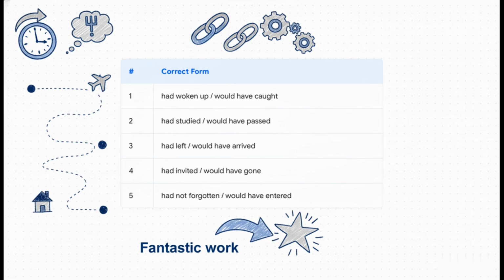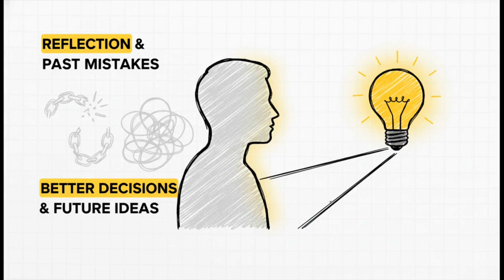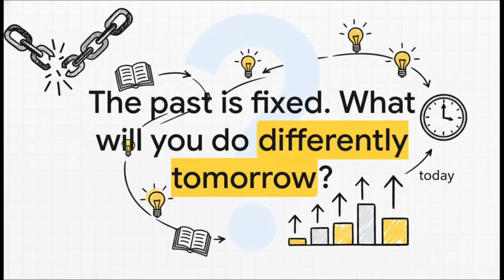Fantastic job. So, what's the big takeaway from all this? Well, even though the third conditional is all about a past we can't change, its real power isn't about getting stuck in regret. It's a tool for reflection. By understanding the mistakes we could have made, we can make much better decisions moving forward. And that really brings us to the final thought here. The past is fixed. It's done. But by exploring those what-ifs, we give ourselves some serious insights. So the real question isn't about yesterday. It's about today. What are you going to do differently tomorrow?